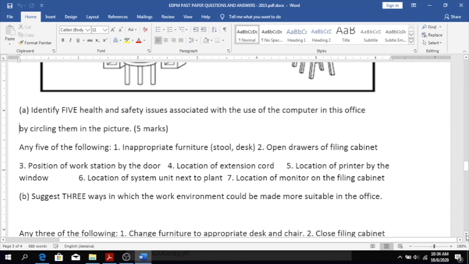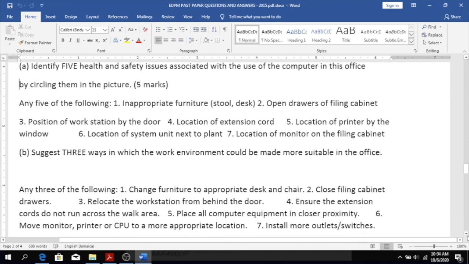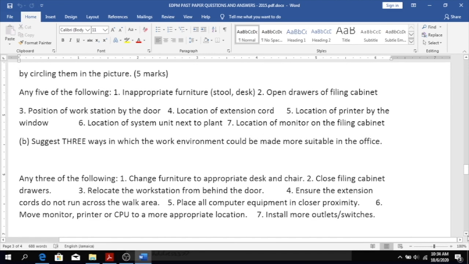B says, suggest three ways in which the work environment could be made more suitable in the office. And of course, we just talked about those. Right? So you could change the furniture to appropriate desk and chair. Get proper computer desk and chair. Close filing cabinet drawers. Right? Relocate the workstation from behind the door. You need to move it from behind the door. Ensure the extension cards do not run across the walk area. You know, people will trip over that and hurt themselves.